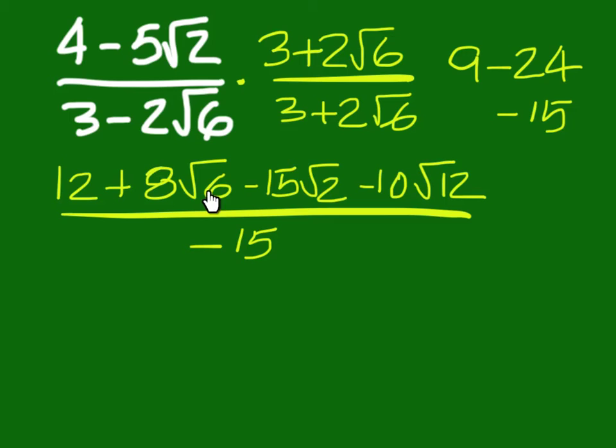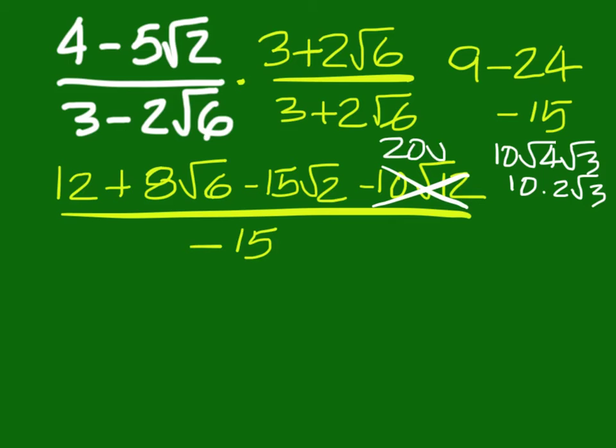Now investigate the radical terms. 6 and 2 are okay, but that 12's got to change. What this is going to become is 4 and 3. You can break it up as 4 and 3. So it's really 10 square root of 4 square root of 3. That's 10 times 2 square root of 3. So it would be 20 square root of 3. Now go back and investigate 12, 8, 15, 20, and 15.